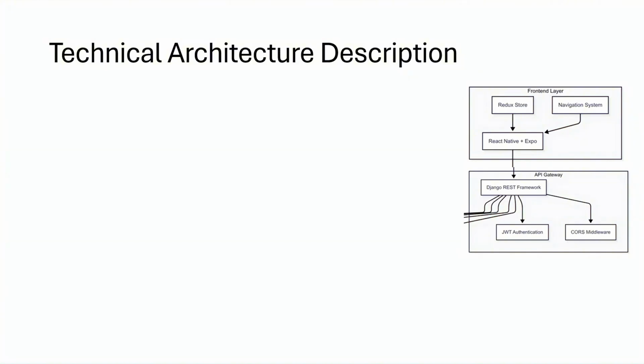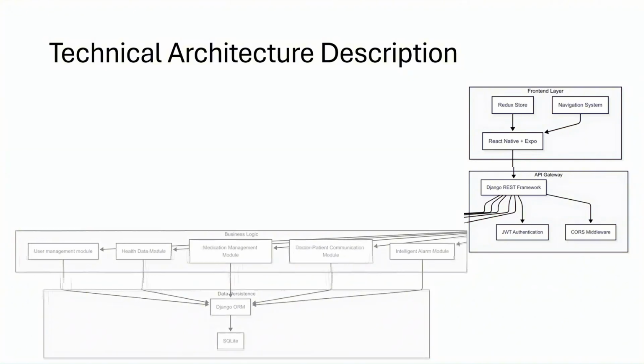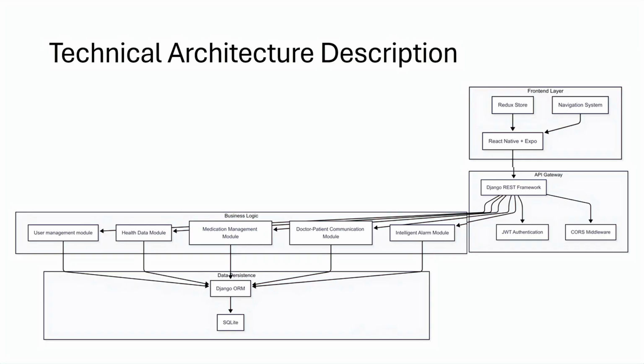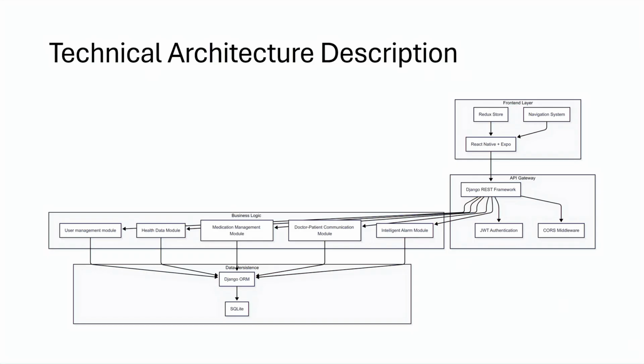On the back end, we built a Django REST Framework API gateway, which handles communication with the client. It includes JWT authentication for secure user access and CORS middleware to support safe cross-origin requests. For data persistence, we rely on Django ORM to separate business logic from the database. Currently, we're using SQLite, but it can easily be migrated to PostgreSQL in the future.